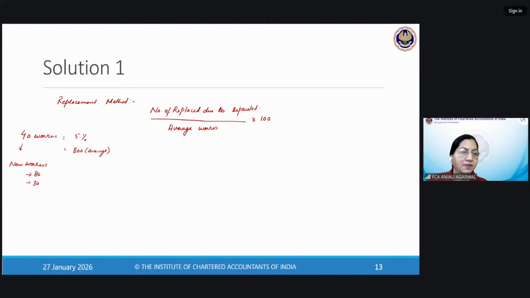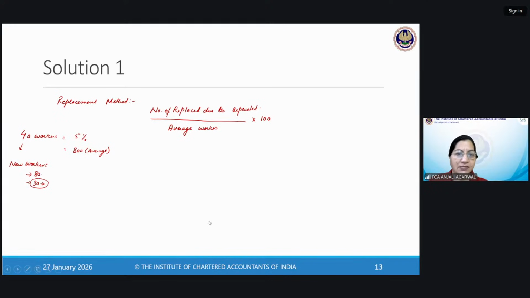It is possible that they were highly skilled and now we are not getting the skilled workers. So we need maybe double the number of workers. We are getting semi-skilled, so we need them double. Or maybe now we are replacing these 40 workers with 30 more efficient and skilled workers. So it is not necessary that when 40 workers leave the organization, exactly 40 will replace. They can be more, they can be less.